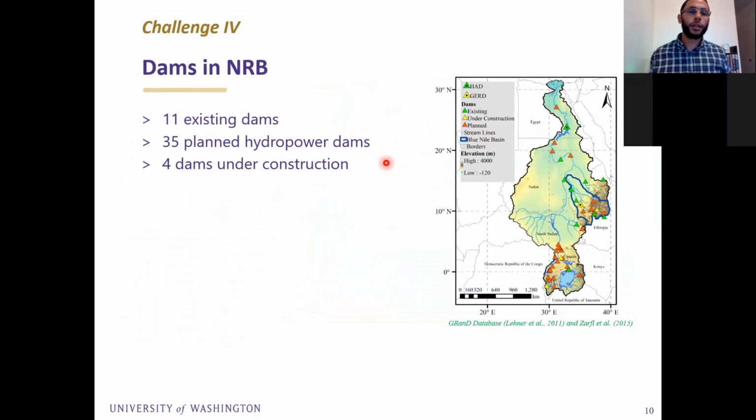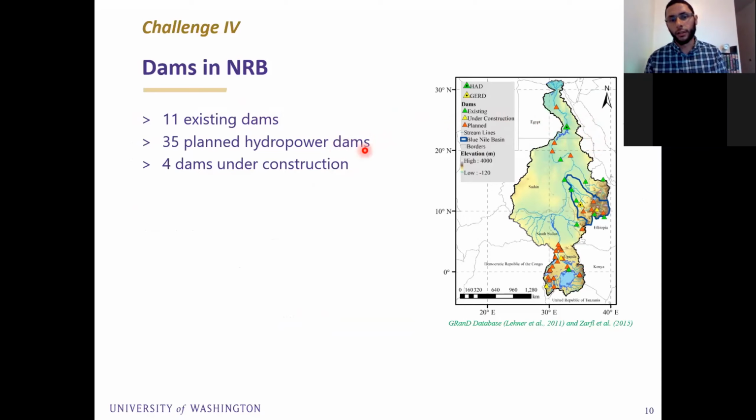So another challenge, which is very important and will probably be a focus of my talk as well, is that we have transboundary dams coming in. As you can see in this map, it's showing the existing dams in the Nile River Basin. We have around 11 existing dams, and the largest existing dam now is the High Dam in Egypt. But we also have hydropower dams planned for the future.